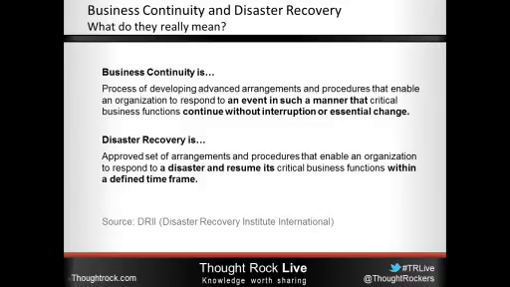Let's get started with an understanding of terms, business continuity and disaster recovery. Depending on what segment of the industry you come from, the nature of the business that you're in, or your background, these terms may be understood and interpreted a different way. Business continuity and disaster recovery are indeed two separate things, but one is part of the other.